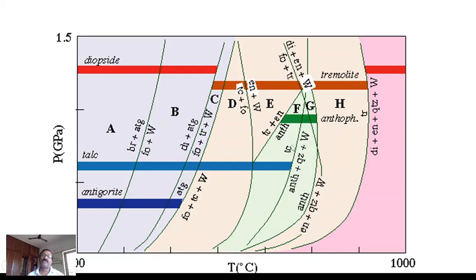Talc dissociates to form anthophyllite plus quartz. So here the granulite facies starts. Anthophyllite dissociates to form enstatite and quartz. This is also higher grade, and towards the very high temperature, the tremolite will dissociate to form diopside, enstatite and quartz. So the tremolite breakdown at high temperature can be represented at say ultra high temperature. That is, tremolite dissociates to form diopside plus enstatite plus quartz plus water. So this is the petrogenetic grid representation.